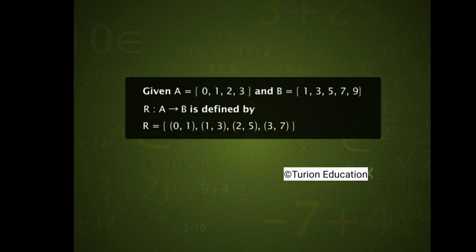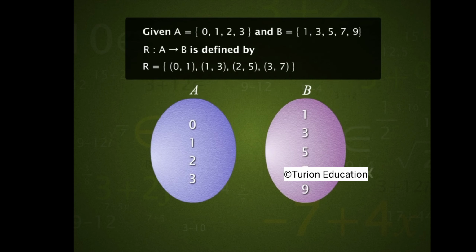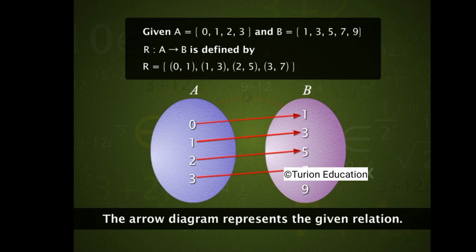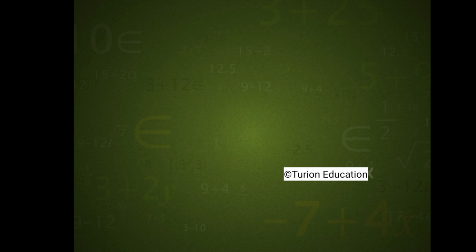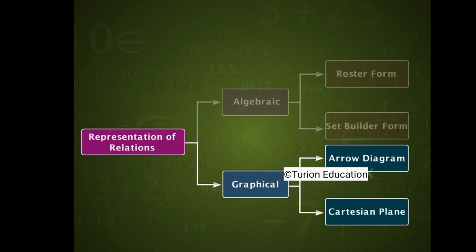First, represent the sets A and B as the Venn diagram. Then, mark the arrow from the first element of the ordered pair to the second element. So we get the arrow diagram that represents the given relation. We have seen one method of representing a relation graphically, using an arrow diagram. Let's now see the other way, that is, representation in the Cartesian plane.